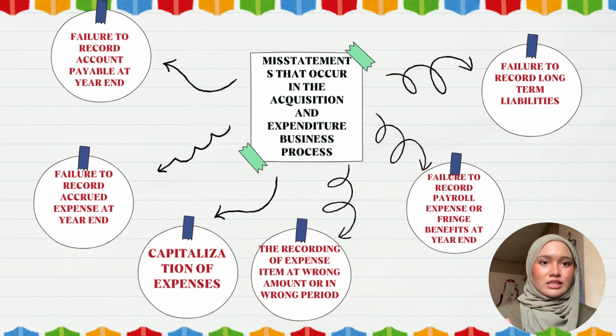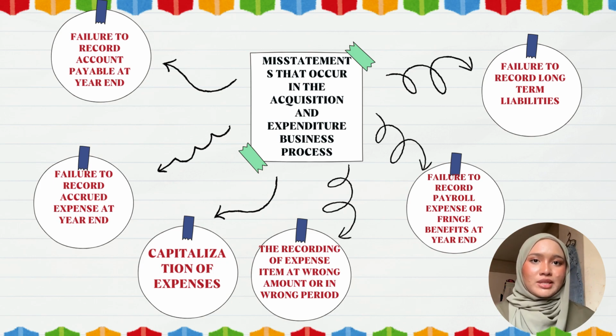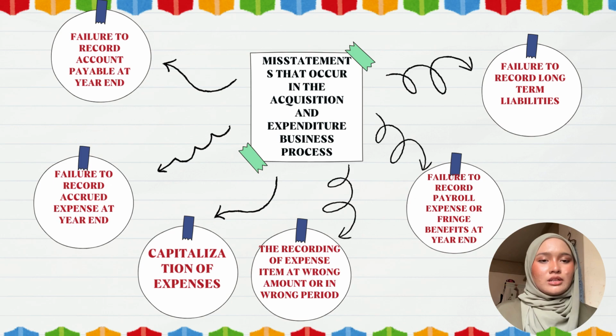There are six ways that misstatements occur. First, failure to record accounts payable at the year end. Second, failure to record accrued expenses at the year end. Next, capitalization of expenses. And then, the recording of expense items at a wrong amount or in the wrong period. Failure to record payroll expenses or fringe benefits at year end. Last but not least, failure to record long-term liabilities.